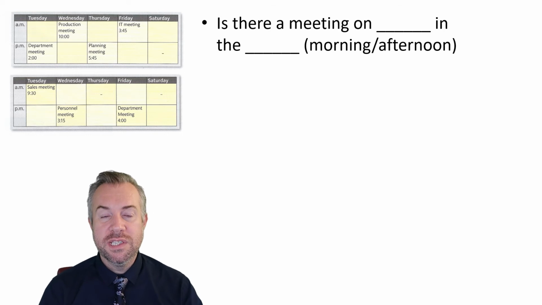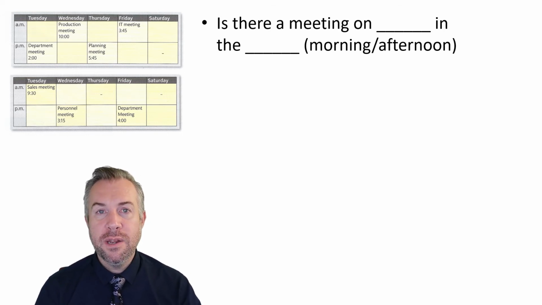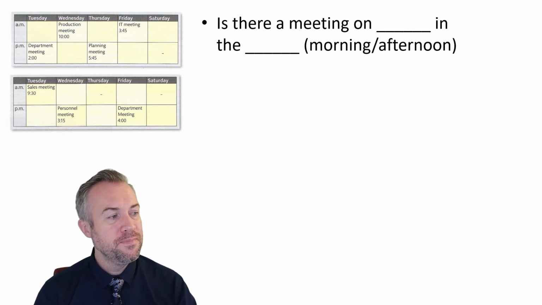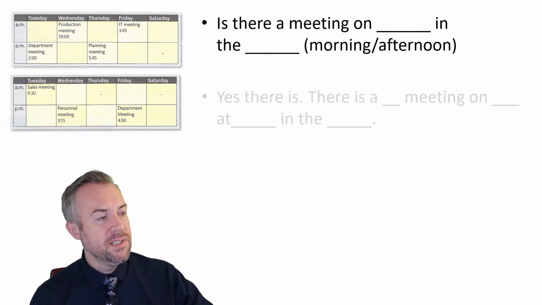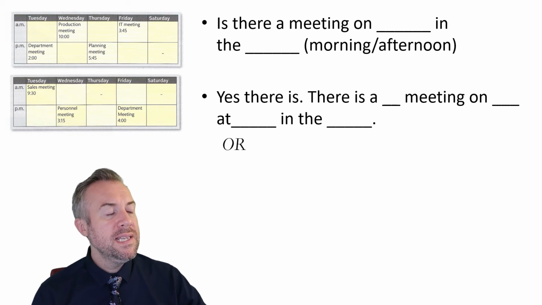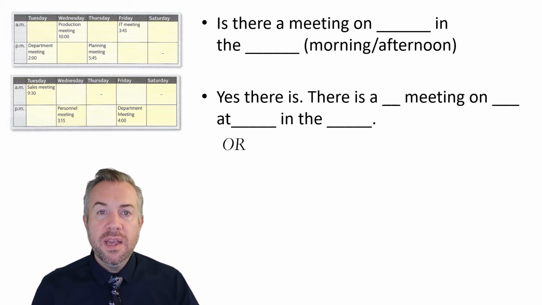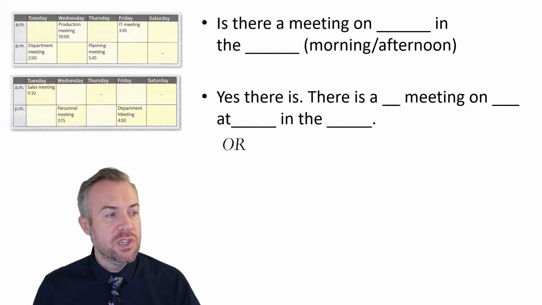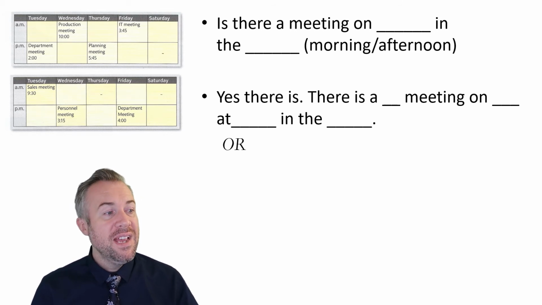Those are the questions. So there are 10 questions in total. Hopefully you can find a partner to practice this with. How about the answers? We are using the same structure, or at least very similar structure, for the yes answer. For example, is there a meeting on Tuesday in the morning? Yes, there is. There is a sales meeting on Tuesday in the morning.